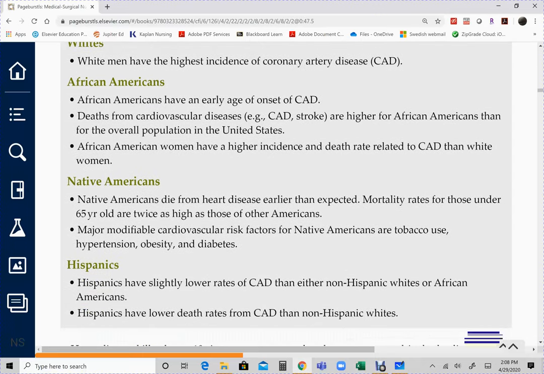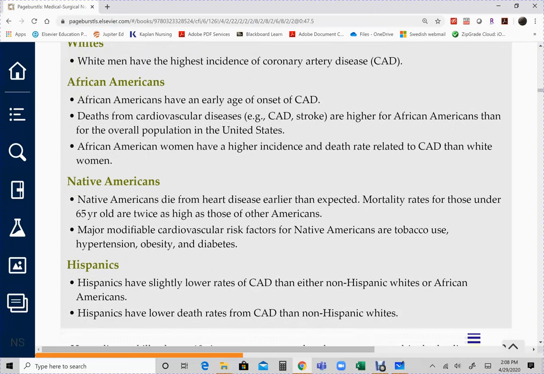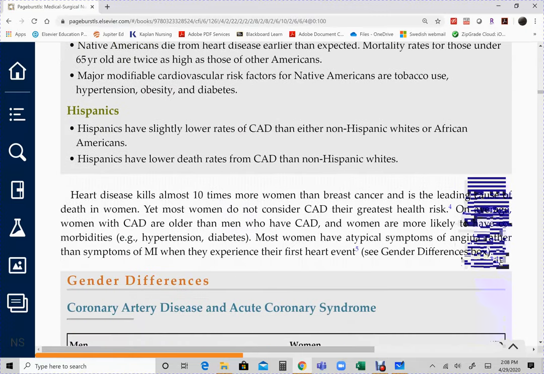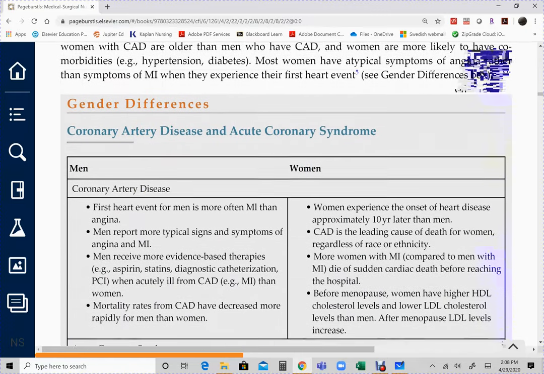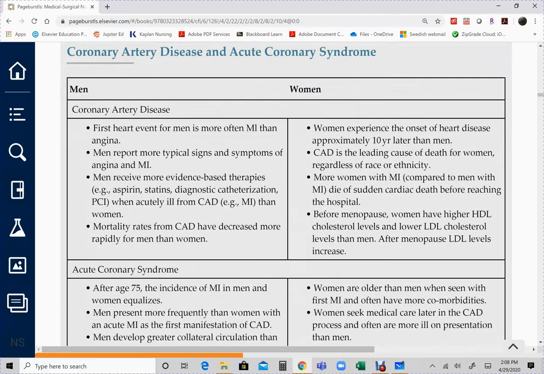So in this order, whites have the highest, followed by African Americans, Native Americans, and then finally Hispanics. These are major differences here for gender.